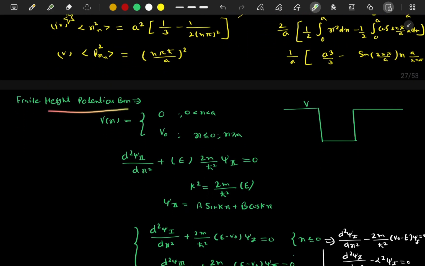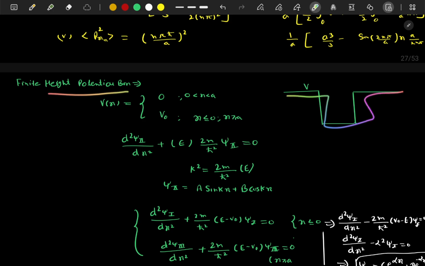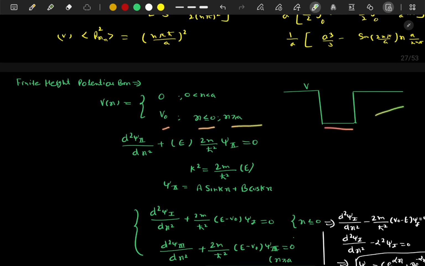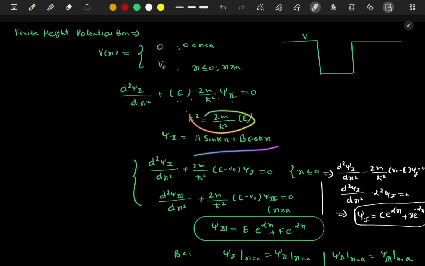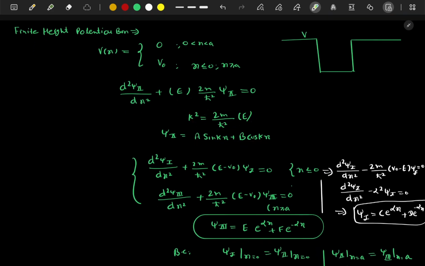Now, the finite height potential box. Suppose we have a finite potential box like this. The potential is 0 from 0 to a, and outside these walls the potential is V0, when x is less than 0 or x is greater than or equal to a. So just calculate for psi second, meaning in this region: d²psi/dx² equals minus 2m upon h cross square E psi. So k is this, and the solution of the wave function will be A sin kx, because of kx. Now apply the boundary conditions and you can calculate the values.